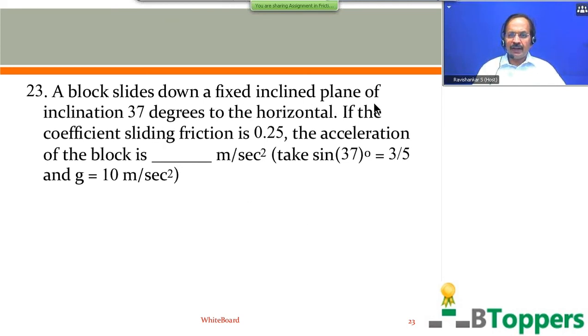A block slides down a fixed inclined plane of inclination 37 degrees to the horizontal. The coefficient of sliding friction is 0.25. The acceleration of the block is dash meter per second square. Come on, try the question. You take G as 10 meter per second square and sine 37 degrees equal to 3 by 5.